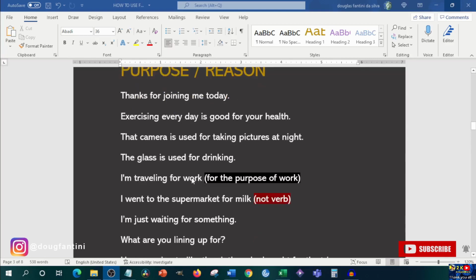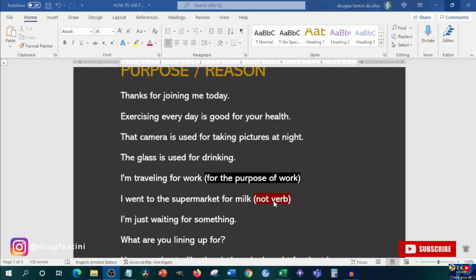I'm traveling for work, or for the purpose of work. I'm traveling for work. It is not a direction. It is the reason why I am traveling. I am traveling for work, for the purpose of work, okay? I went to the supermarket. You can see that "to the supermarket" is a direction, but the reason why I'm going there is to buy milk. So for milk, okay, I'm going to the supermarket for milk.